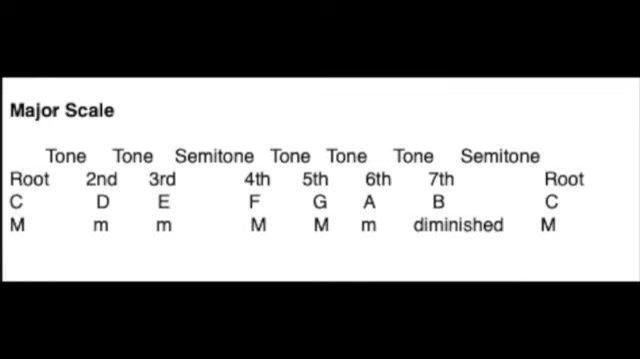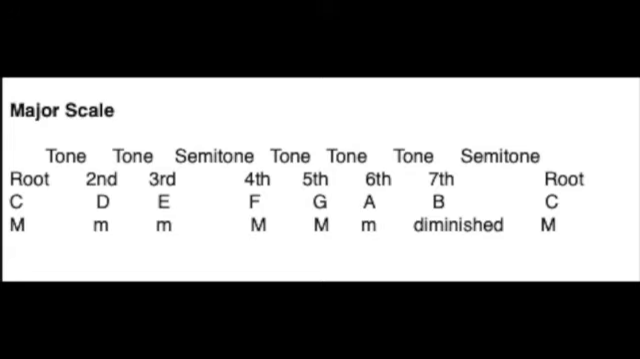The root, then we go up from there: second, third, fourth, fifth, sixth, seventh, and back to the root. Or 1, 2, 3, 4, 5, 6, 7, and 8, or 1 again. In C, that's C, D, E, F, G, A, B, and C. We've been playing that from the start. Root, second, third, fourth, fifth, sixth, 7, root.